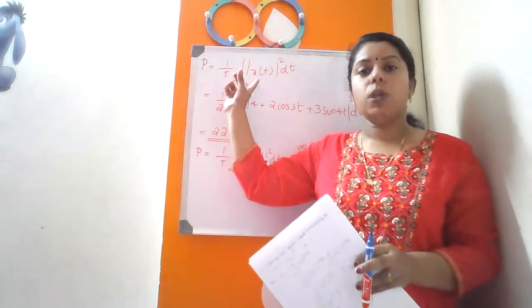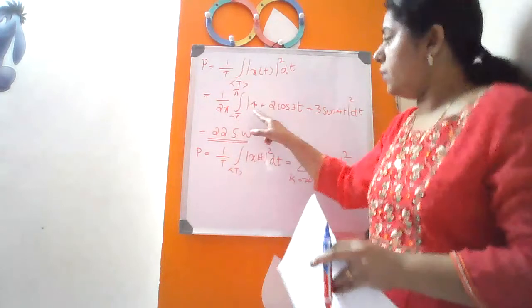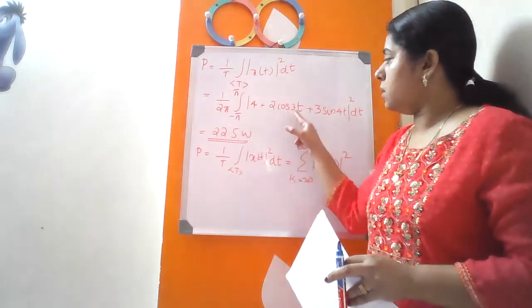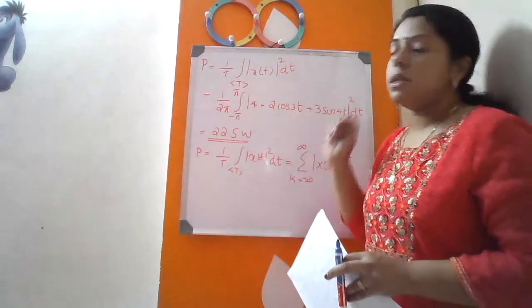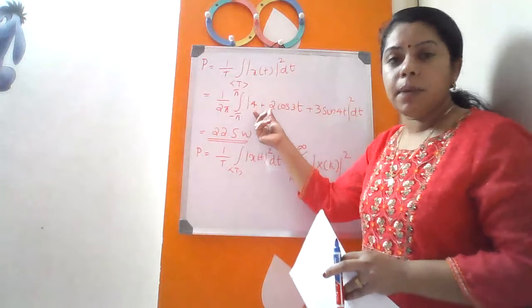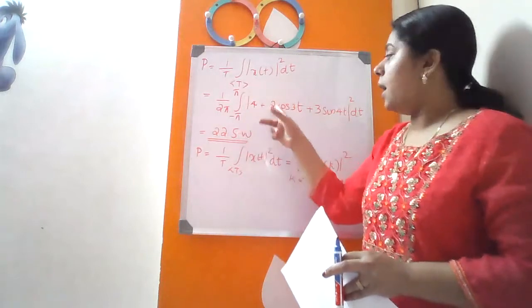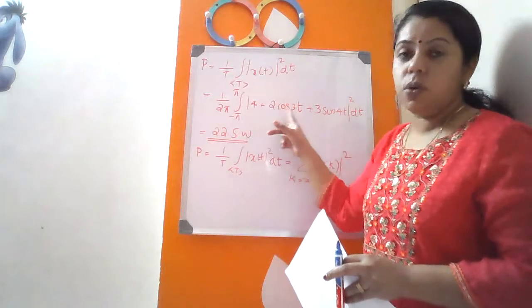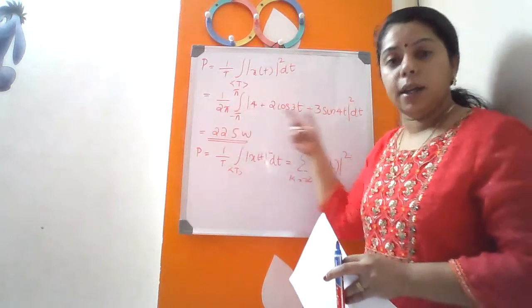Now substitute the value of x of t. What is the value of x of t? x of t is 4 plus 2 cos 3t plus 3 sin 4t. I substituted. Now what we have to do is integrate it. You may be getting three integrals: one integral for the 4 dt, another for 2 cos 3t dt, and another for this one. So you have to integrate it.